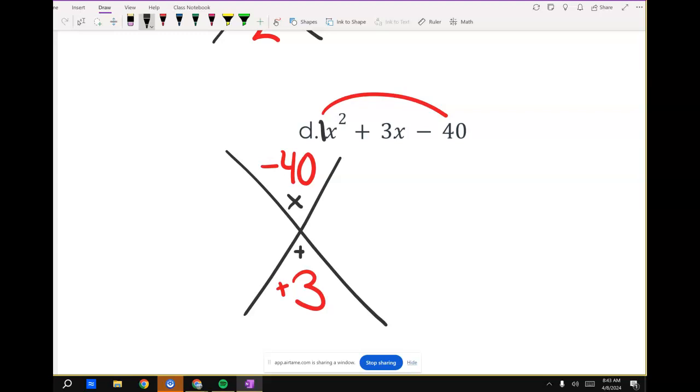And if it's a positive 3, I know that my 8 has to be the bigger number. So I take 8 minus 5, and I get still a positive number. So 8 and negative 5. These two numbers multiply to negative 40. When I add them, it's positive 3.